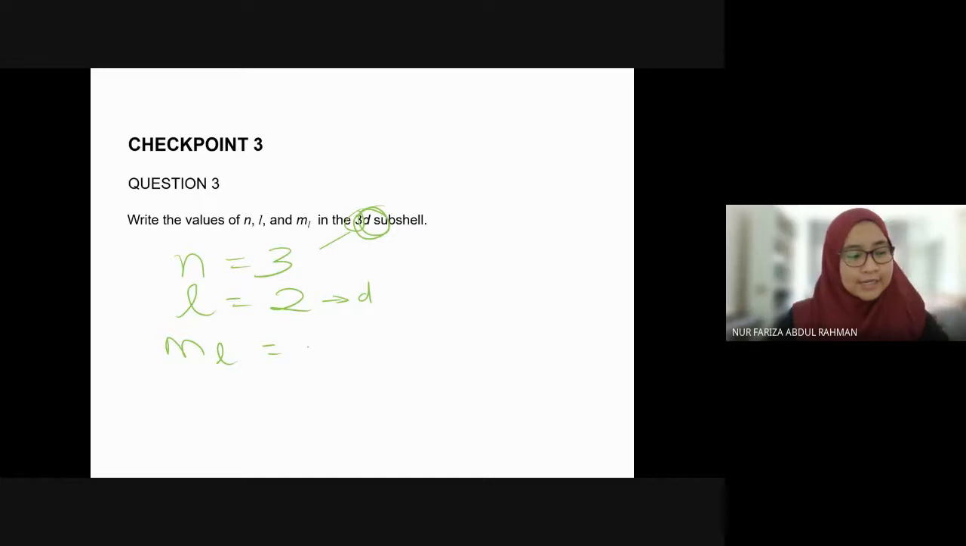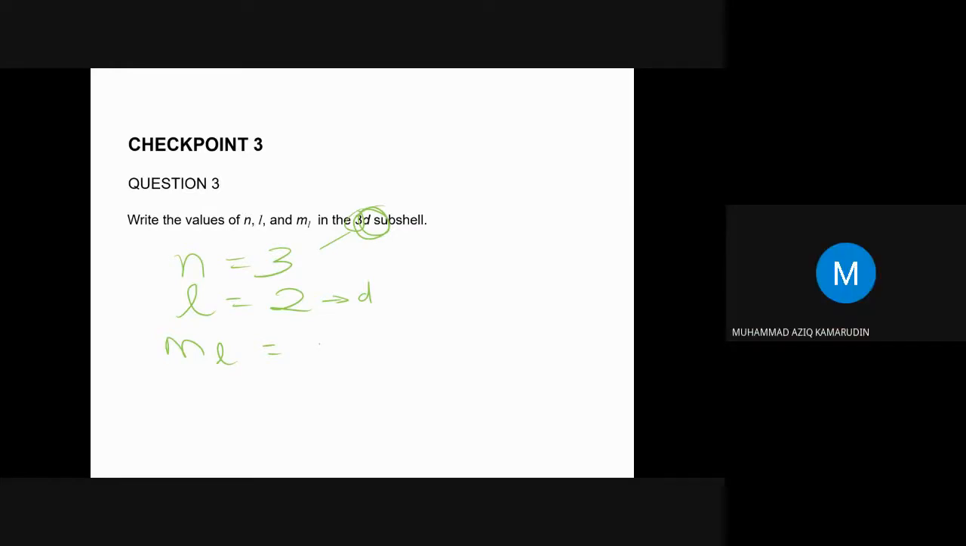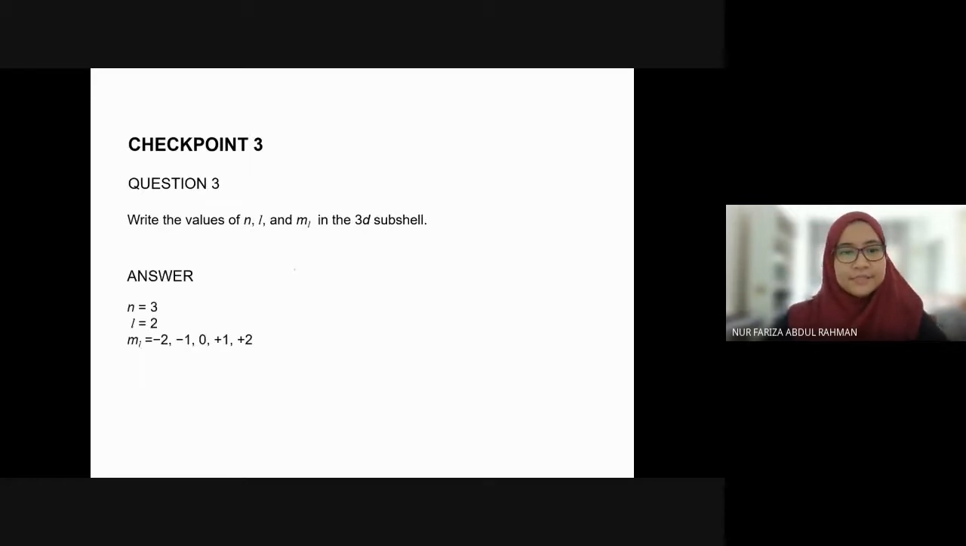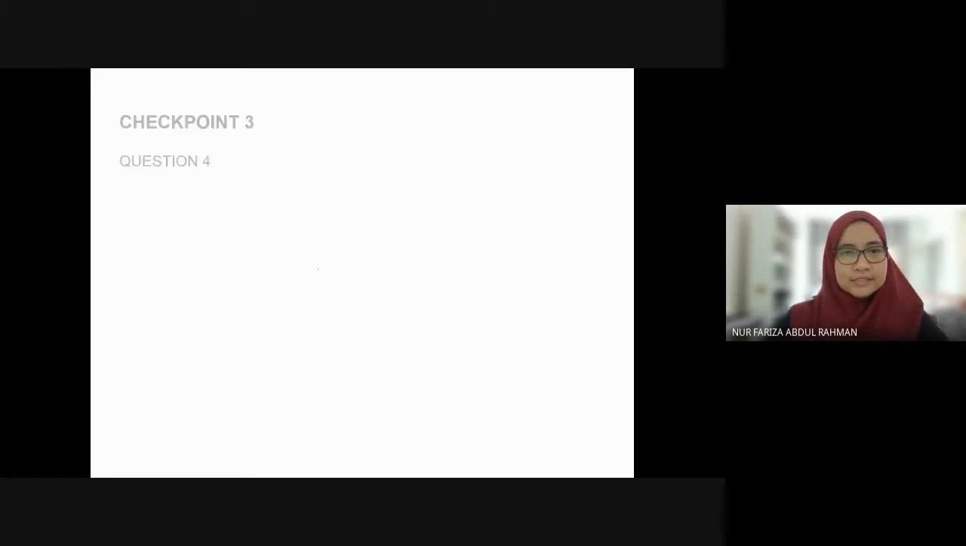How about the ML, guys? -2, -1, 0, 1, 2. Alright, good, very good. -2, -1, 0, 1, 2. Okay, just list out, sebab dia tak mention for any of the electron ke in the 3D subshell, so we can just list out as this. Okay. Alright, yeah, this is the answer just now.